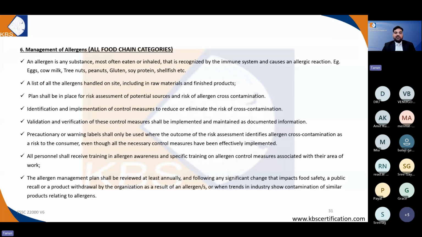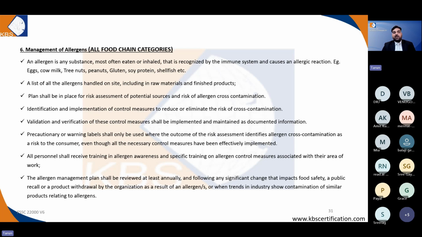Then management of allergen. Allergen is a product requirement when you have a product which contains maybe egg, milk, or any nuts, gluten, soy, fish, seafood, this type of thing. These are not easily digestible for every person, because some persons might not be able to digest these things because of allergy. Somebody's health is not supporting them to digest these things.